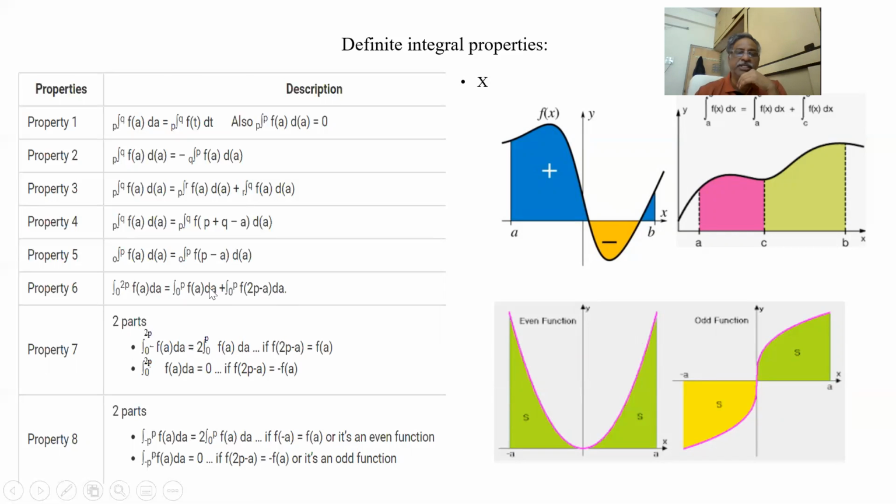If 2p minus a is f of a, I'm getting 2 into f of a. If 2p minus a is minus f of a, I'm getting 0. If it is an even function, f of a is f of minus a, I'm getting this. If it is an odd function, I'm getting 0. So we have to see what possibilities I can simplify. This is the way.